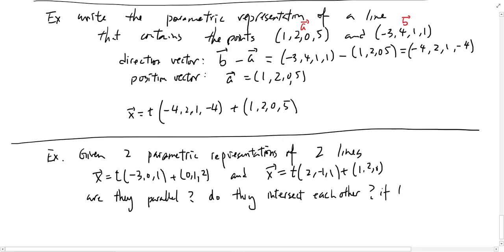And if so, can we find the intersection? Okay. Now, something very important here that I want to point out. Number one, we have two lines, but what dimension are we in? We're actually in R3, because both of these parametric representations, all the vectors are in R3.